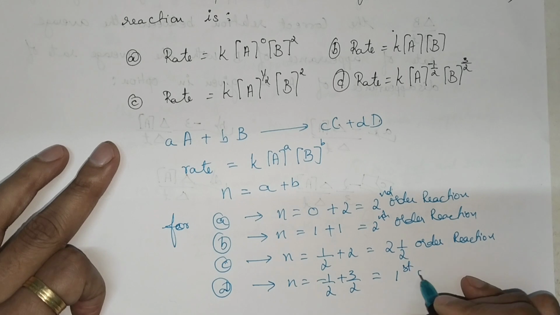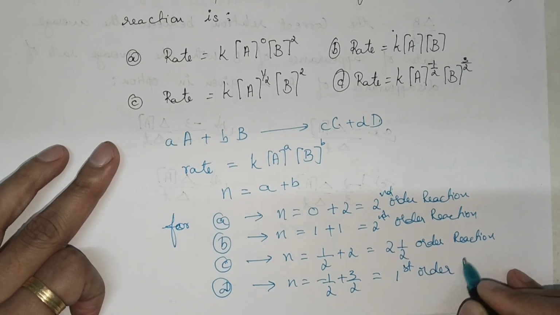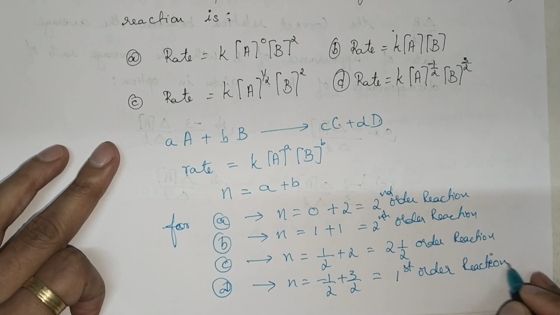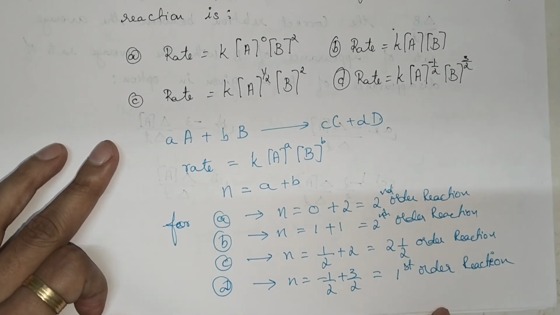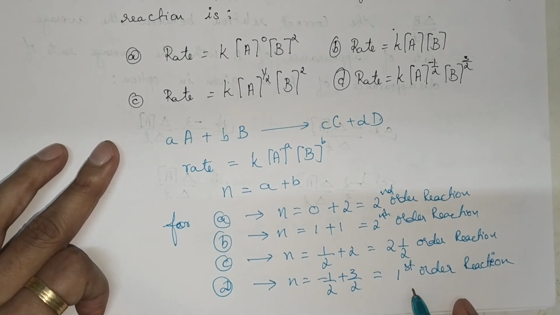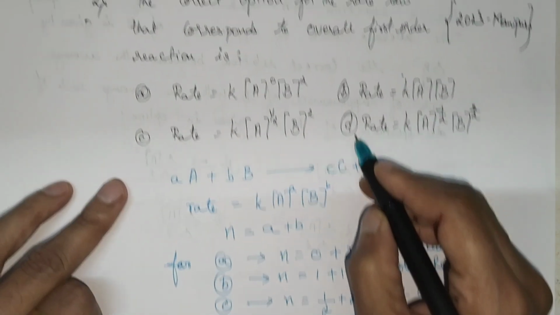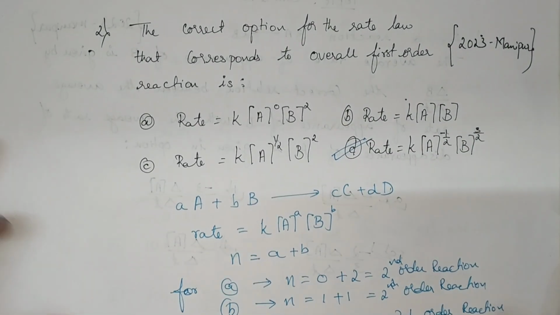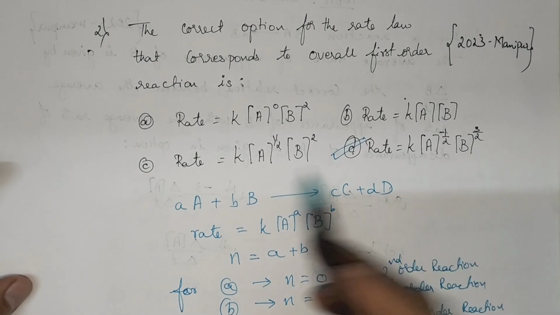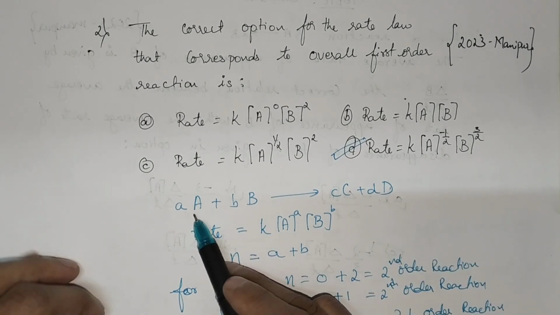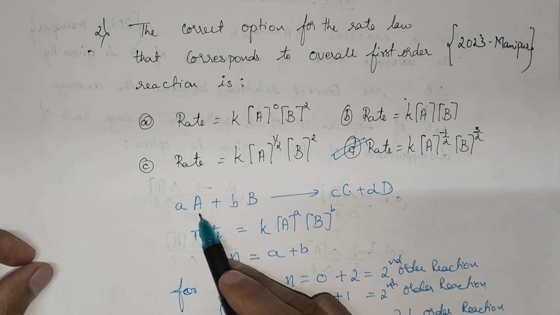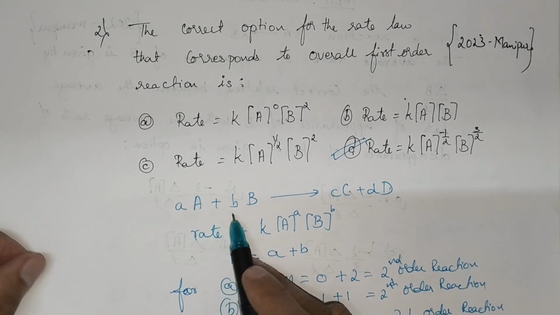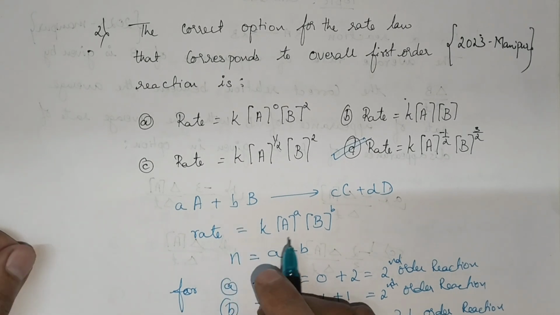So among the four options, the rate equation which corresponds to the first order reaction is option D. They can ask individually for individual reactants, or they can ask for the overall order. If they have asked for the overall order of the reaction, then add the individual orders according to each reactant.